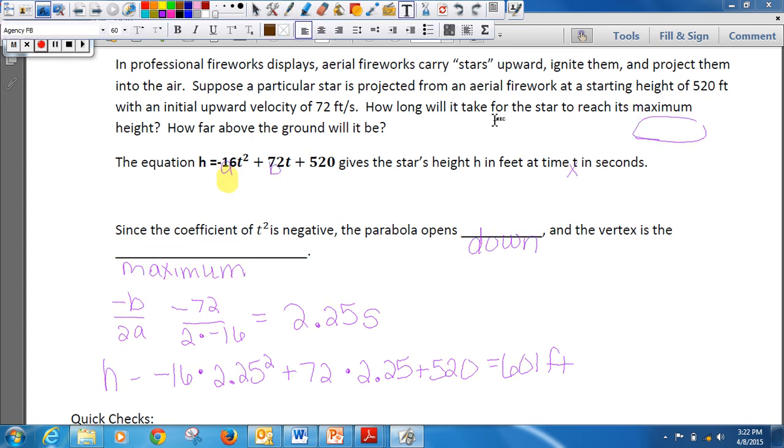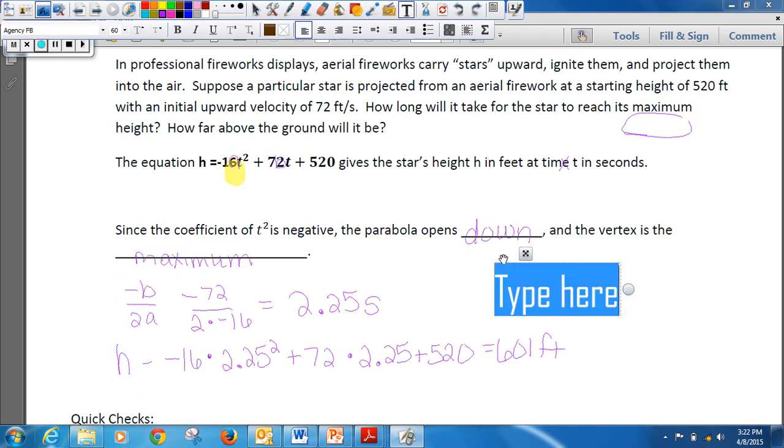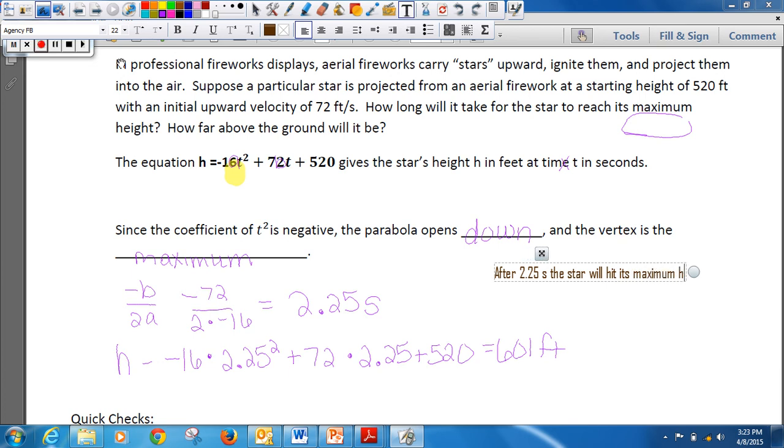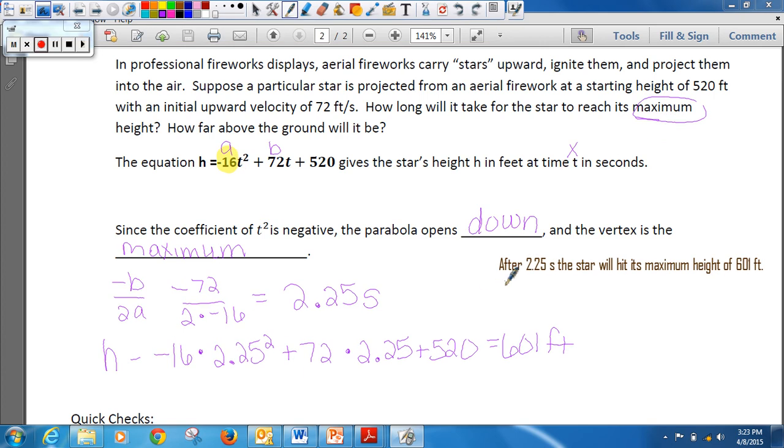So to write my statement for that problem, it would be the following. After 2.25 seconds, the star will hit its maximum height of 601 feet. And that would be your final answer there.